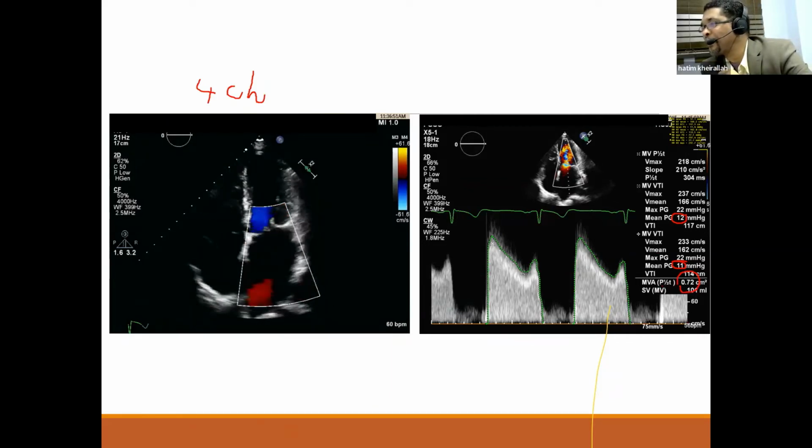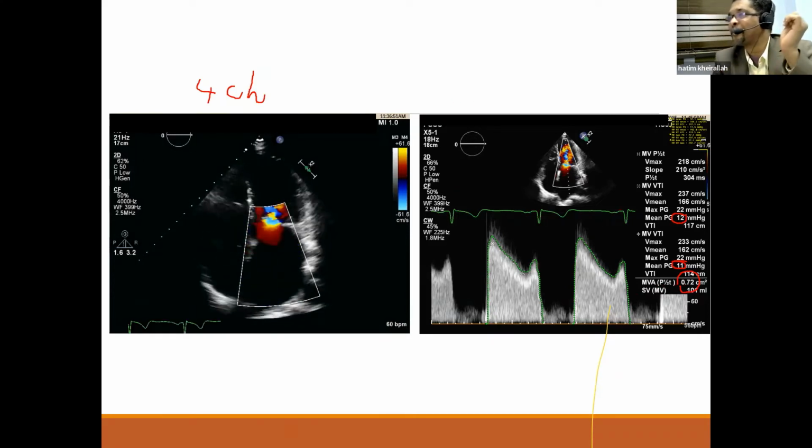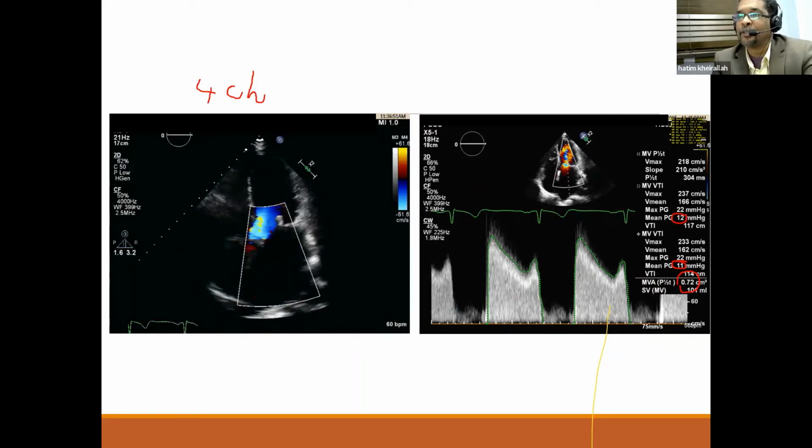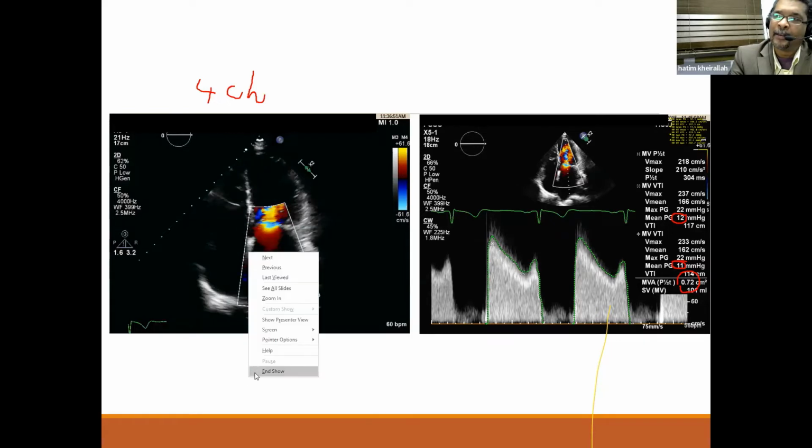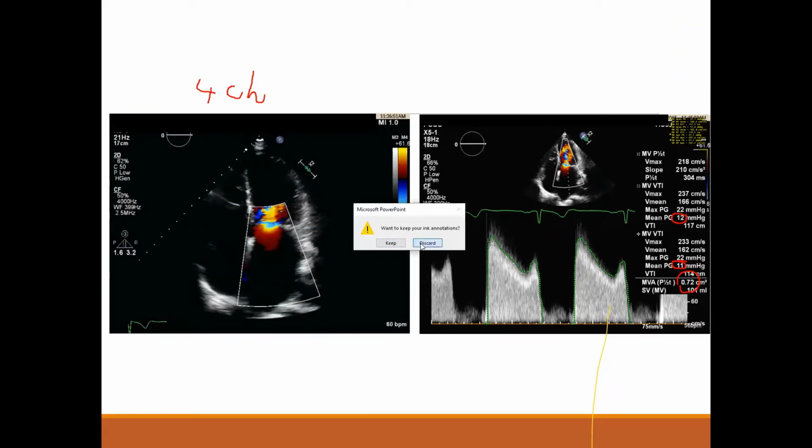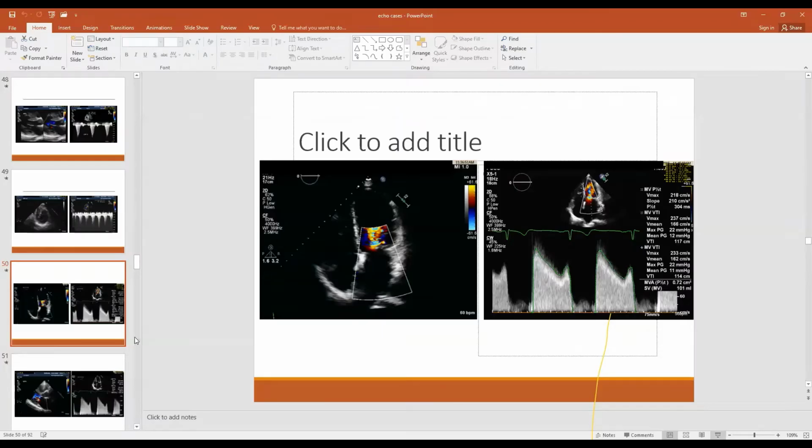Actually, I don't know where you found this pressure half time, and I missed it. So the pressure half time gives 0.7, the mean gradient is 12, and morphologically the valve is stenotic. And this color is so suggestive of severe mitral stenosis, if I can show you here.